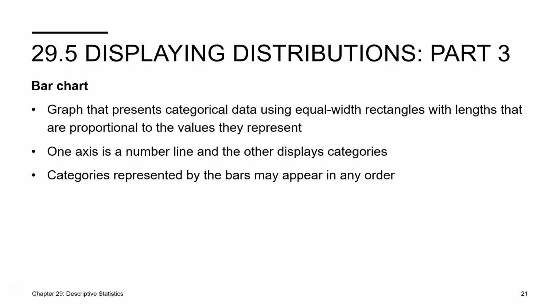Then we have a bar chart, and this is very similar to a histogram, but there are actually spaces between them. So the bar chart is a graph that presents categorical data using equal width rectangles and lengths that are proportional to the values they represent. So one axis is the number line and the other displays the categories. Typically the x-axis displays the categories, but you can present it the other way. Categories are represented by bars and may appear in any order, so it doesn't matter the order they're in.